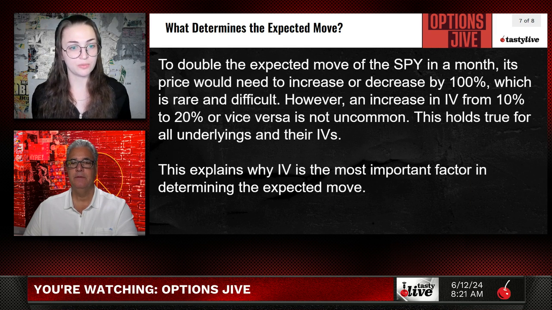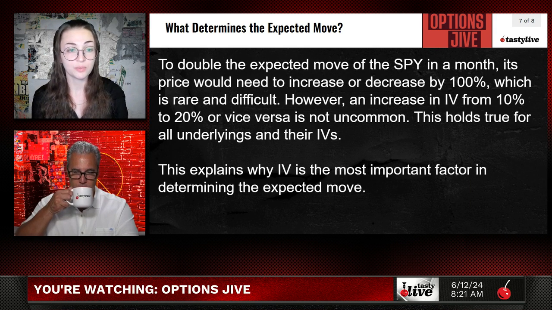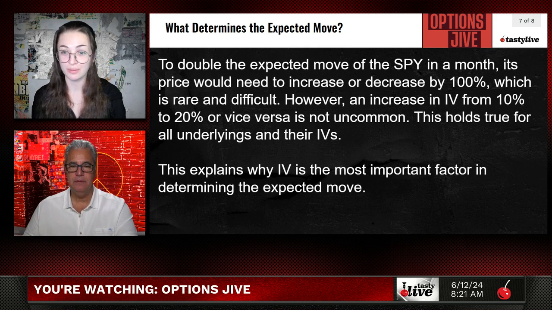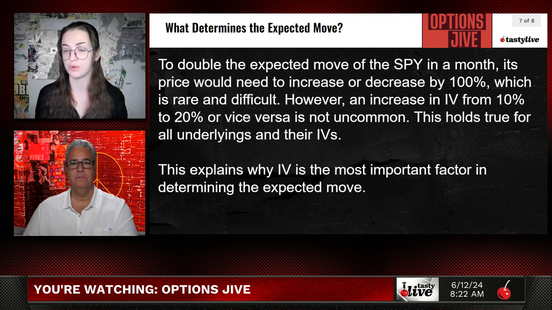To double the expected move of SPY in a month, its price would need to increase or decrease by 100%, which is rare and difficult. We know that with a market index, that probably doesn't happen too often. However, an increase in IV from 10% to 20%, or vice versa, is not uncommon, and this holds true for all underlyings and their IVs, which explains why IV is really the most important factor to consider when determining the expected move, although price is obviously a pretty important factor in that.